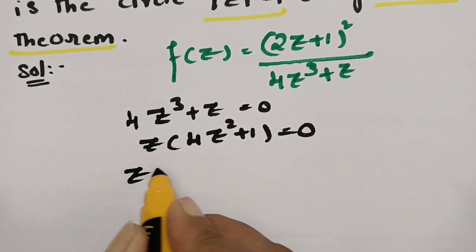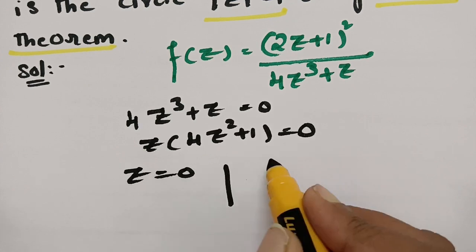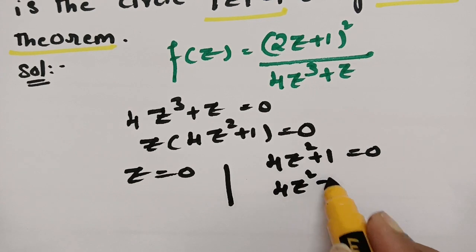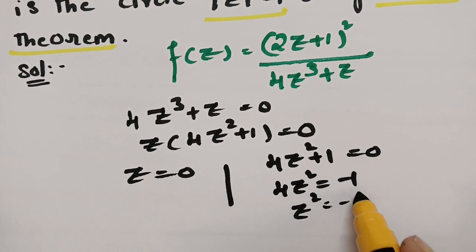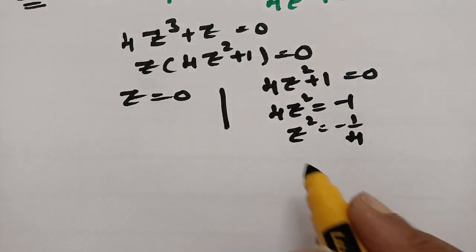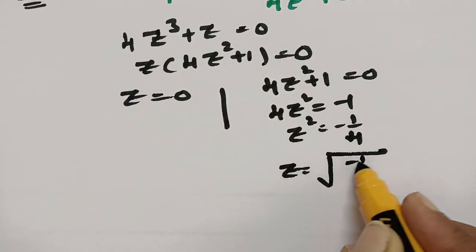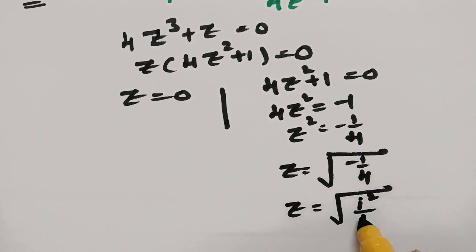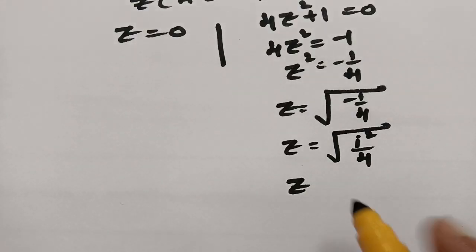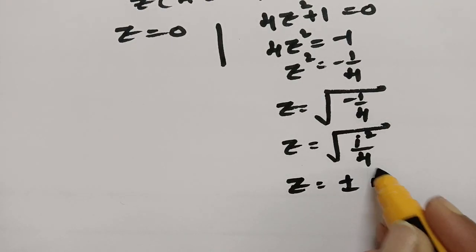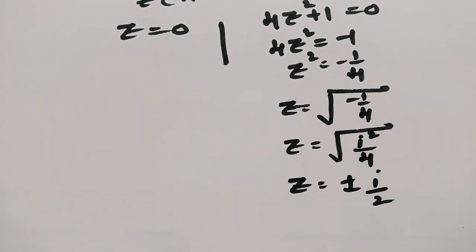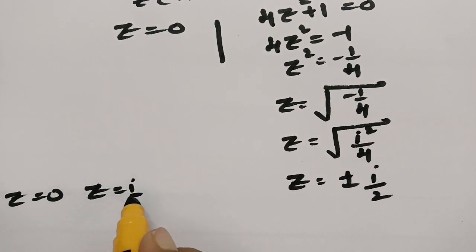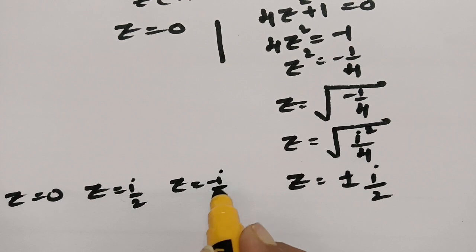First, if I equate z = 0, this will be one pole, and the next one is 4z²+1 = 0. So 4z² = -1, and z² = -1/4. So z can be written as the square root of -1/4. Here z = the square root of i²/4, which after the root gives plus or minus i/2. So we got three poles. One is z = 0, the other is z = +i/2, and the next one is z = -i/2.